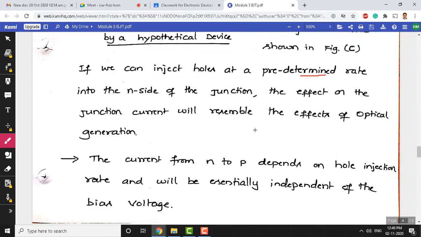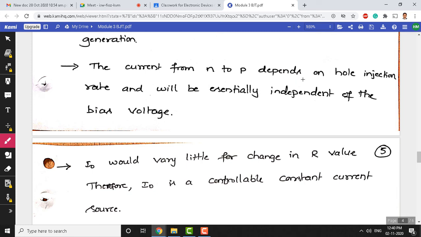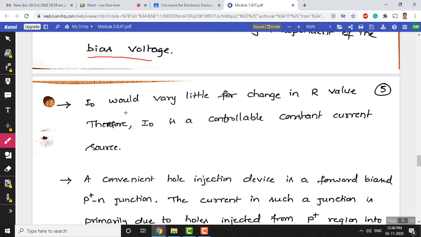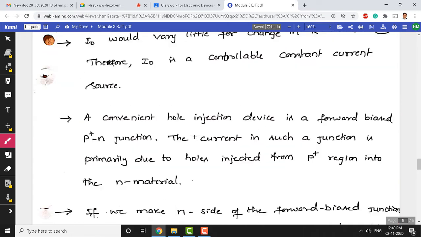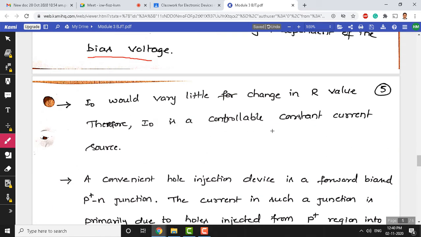The effect on the junction will resemble the effects of the optical generation. The current from N to P depends on the hole injection rate and is essentially independent of the bias voltage. We already saw this since it is a reverse bias. So, the current flow does not depend on the bias voltage. I naught would vary little for a change in the R value. You may think that if I change this R value, I naught will vary too much. No, it does not. Even if you vary this resistor, I naught will vary very little, not to a larger extent. That is what we made clear here.